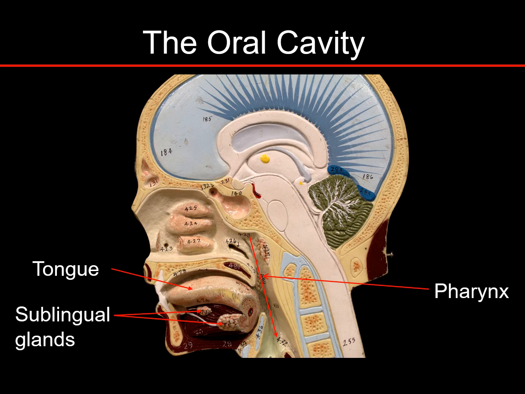So I don't really like this model as much. It's kind of ugly and old, but anyways, this is one of our other models, but it does show some of the salivary glands. So we have our tongue, which is here inside our oral cavity, and then our pharynx in the back. And these are the sublingual glands. So sublingual meaning below the tongue. So sublingual glands, okay?